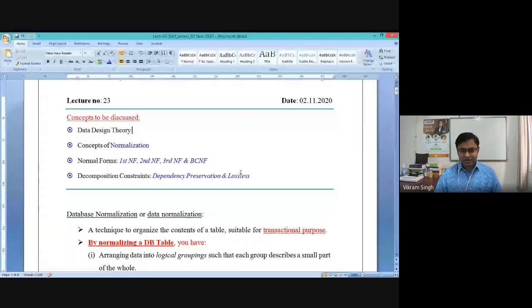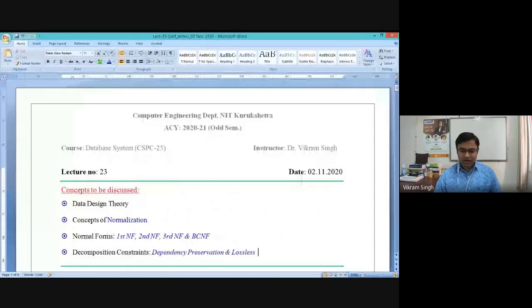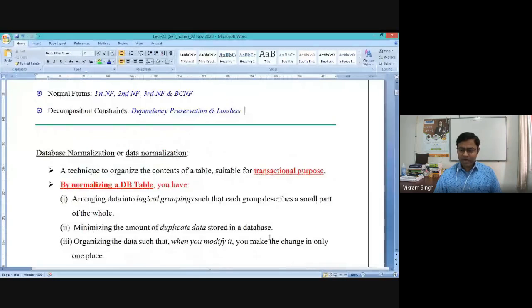So let me first share the content for the class discussion, and based on that we will be exploring each and every aspect of the discussion. This is the focus for today's lecture: normalization and different normal forms. There are also two concepts called dependency preservation and lossless decomposition. We will take each point in a specific way. So let me maximize this.